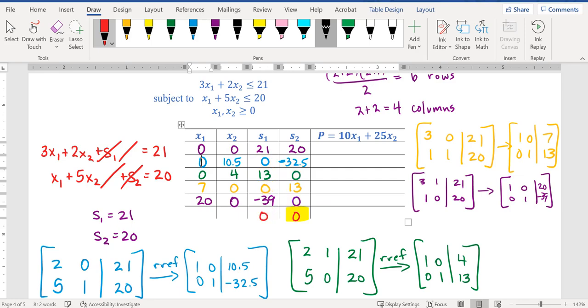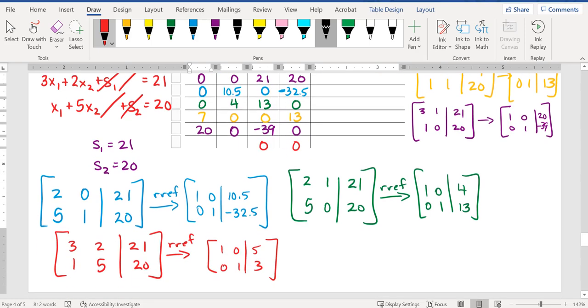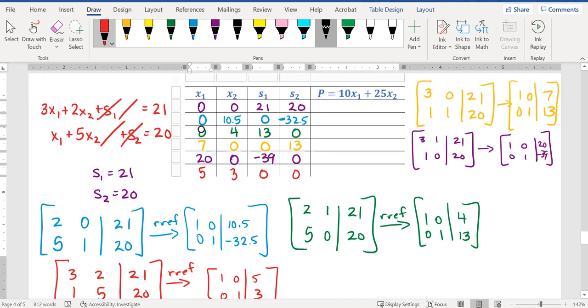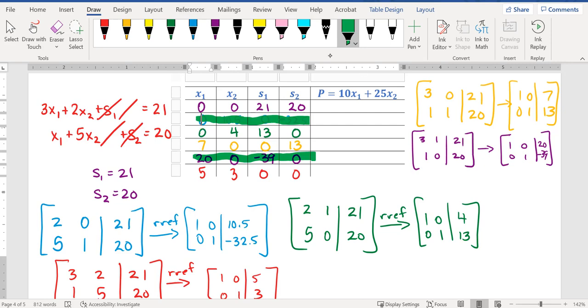We said this one was 5, and this one was 3. All right, just a quick recap. Notice that we're not going to use row 2 because we had a negative 32 for S2, and we're not going to use row 5 because we had a negative 39 for S1. Let's go plug in our X1 and X2 and find our optimal solution.